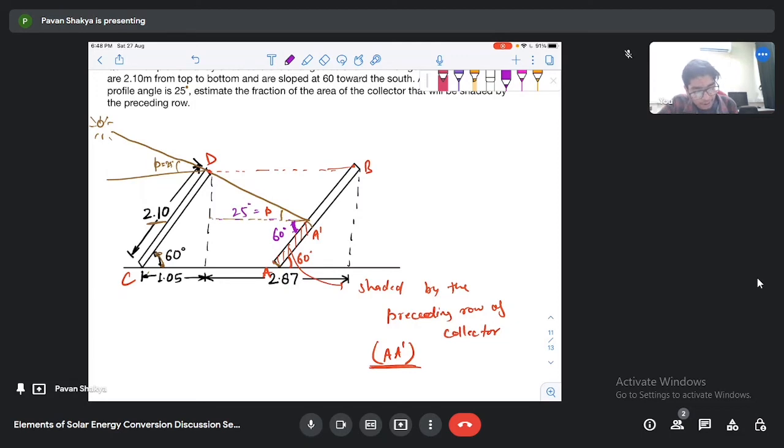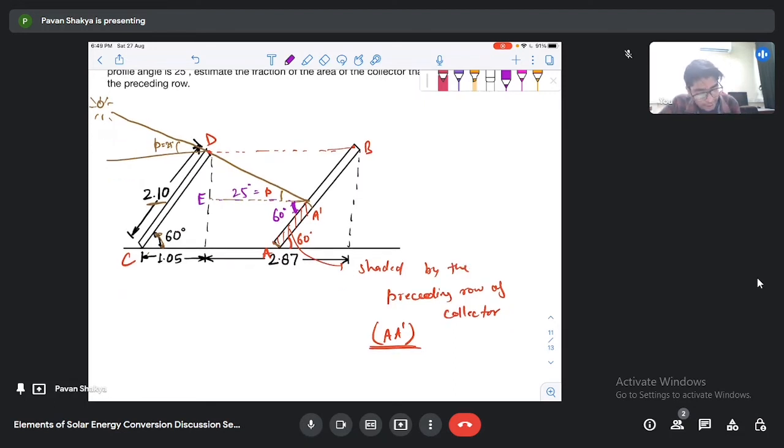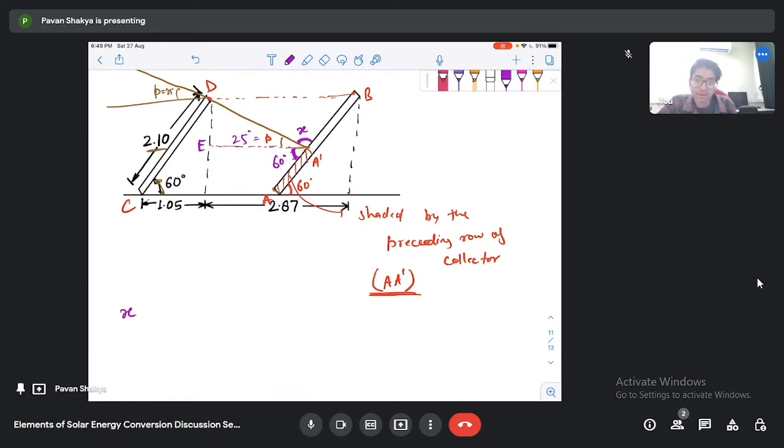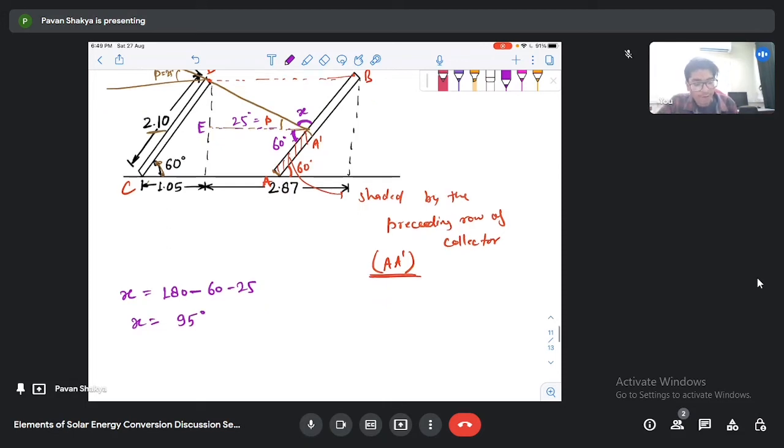Now this angle, let me give it some name. I am giving it as X. So what will be this angle X? That we can easily calculate. This X will be equal to 180 minus this 60 degrees minus this profile angle, that is 25 degrees. When you solve, this X value comes out to be 95 degrees.